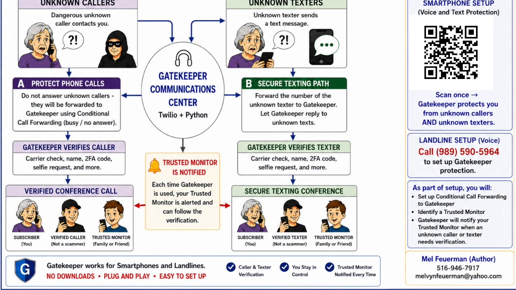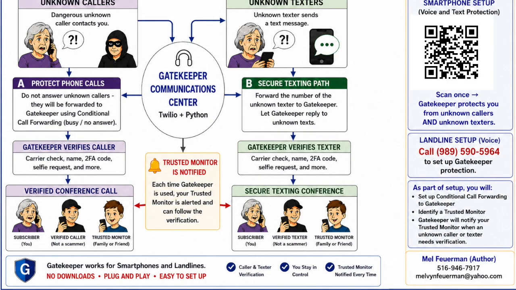Okay. And what's this part? It's a setup over here on the rightmost part of the diagram. Can you go through that for a little bit? Absolutely. The setup section on the right is all about getting Gatekeeper running quickly. You can scan the QR code to start protecting both your calls and texts. In one go, it helps you set up conditional call forwarding to send unknown calls to Gatekeeper, and it prompts you to set up your trusted monitor. It's designed to be simple and quick.